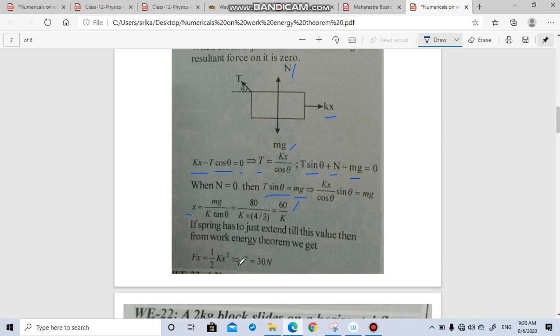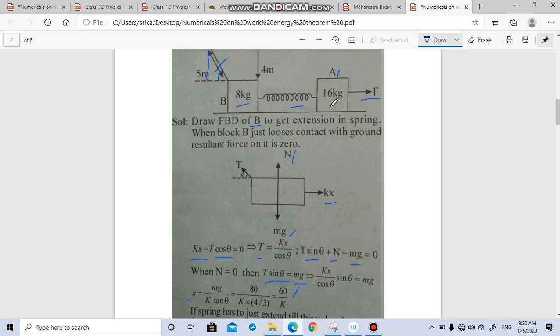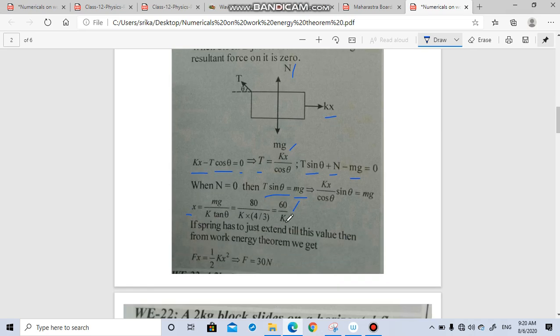Now he is asking you what is the spring force. Look at block 16 kg. How many forces are acting in the horizontal direction? There are only two forces acting in the horizontal direction. One is a force F, another is a spring force on the left side. This is the spring force. This will be acting in this direction in the case of block A. So we have to find out now F is equal to kx, right?